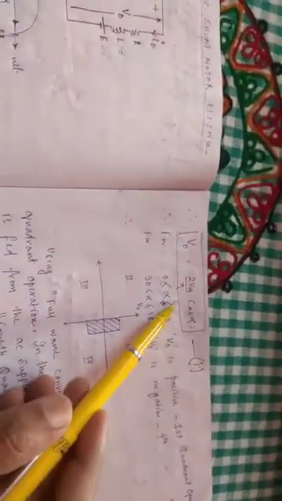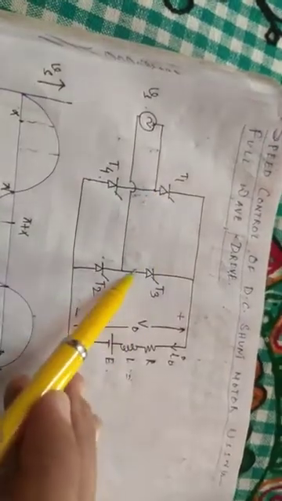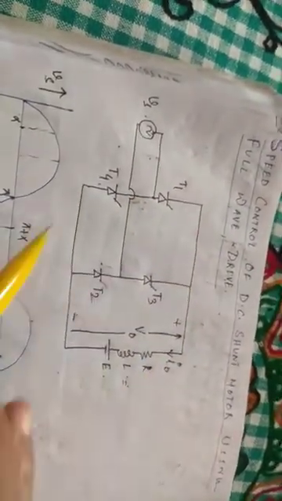So in the V0 I0 plot we can see that with full wave converter, because this V0 changes polarity with the value of alpha greater than 90 degree, there is possible two quadrant operation. I0 cannot be negative, because I0 always will follow this direction, from top to bottom, because these thyristors are unidirectional devices, they will always conduct from top to bottom. This I0 cannot change direction.